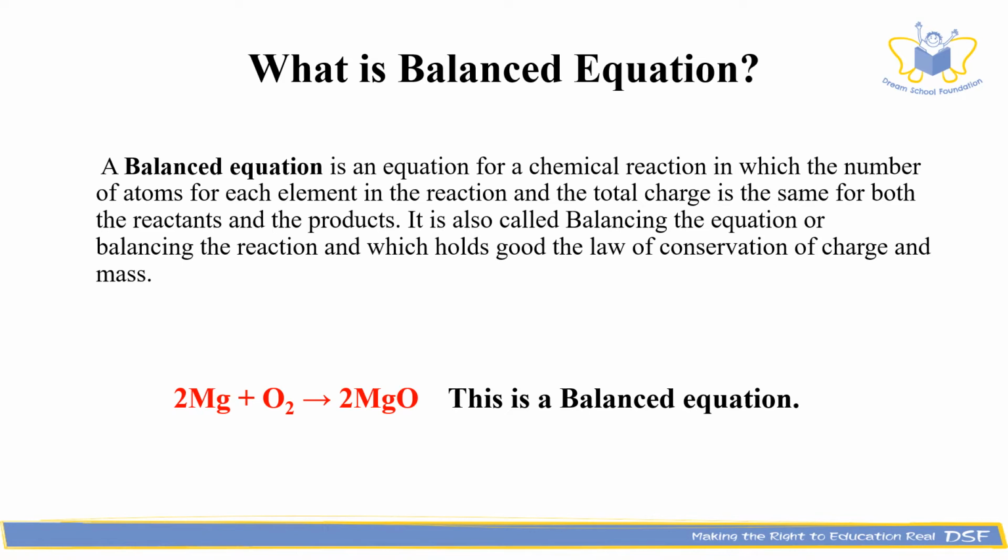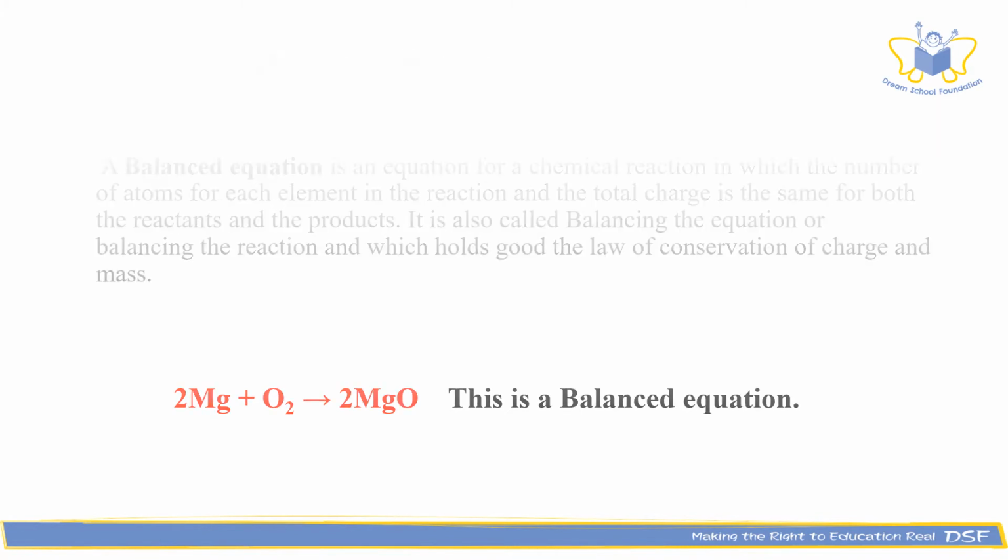In this example, 2 Mg plus O2 gives 2 MgO. Now, this is a balanced equation. Here, we have added 2 Mg atoms and oxygen as free oxygen, which is diatomic, and the product we obtained is 2 MgO, which is 2 magnesium oxide. Now, this is a balanced equation.